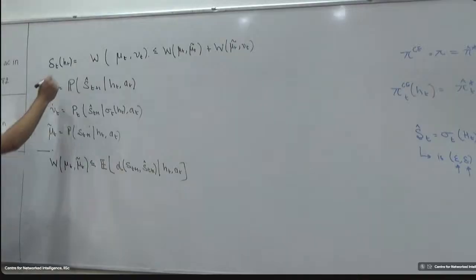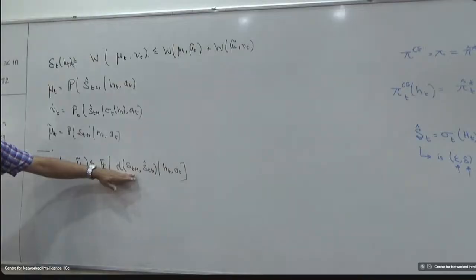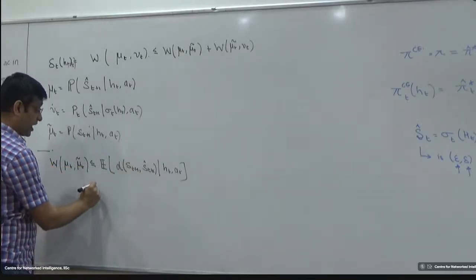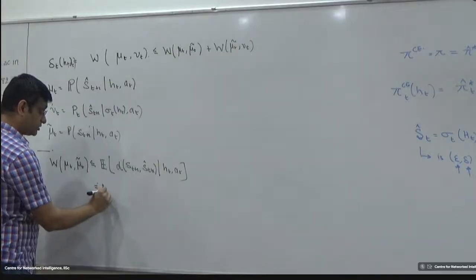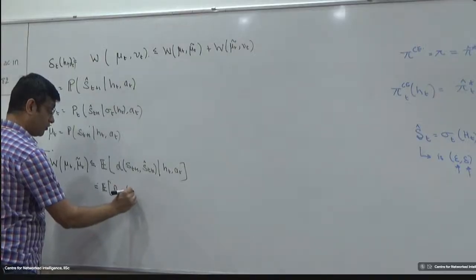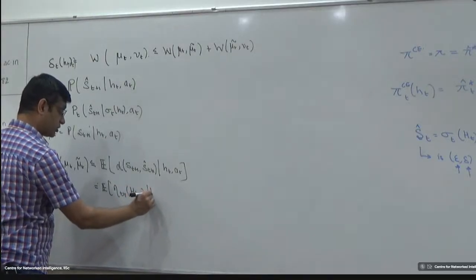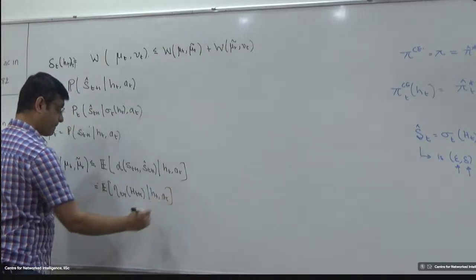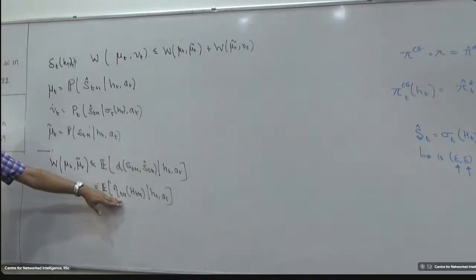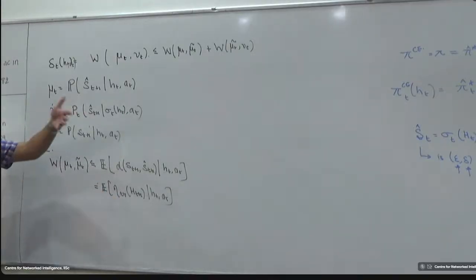Okay, this should be delta_t of h_t and a_t. And this has to do with Wasserstein distance, computing the distance between certain objects, and this guy will end up being equal to the expected value of eta_{t+1} of h_{t+1} conditioned on h_t and a_t. So, depending on what happens to my estimation error, this is going to be my one-step prediction of the estimation error.